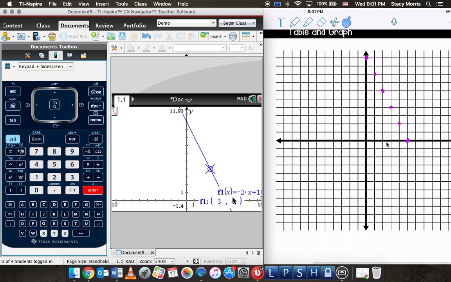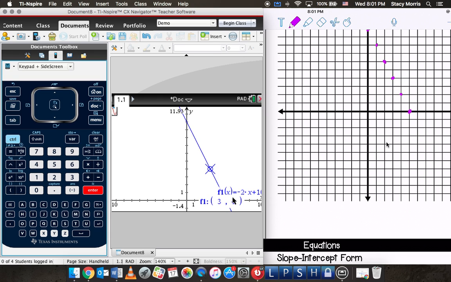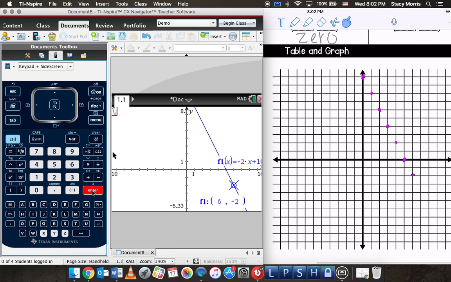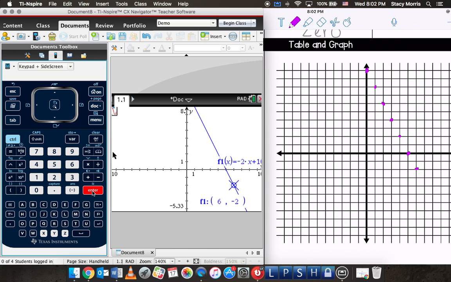And then we could keep going down 2, right 1. So that would be 6, -2. So if I just confirm that, 6, -2. All right, and that's probably enough. So let's graph our line with those coordinates. All right, so not a great line, but there it is.